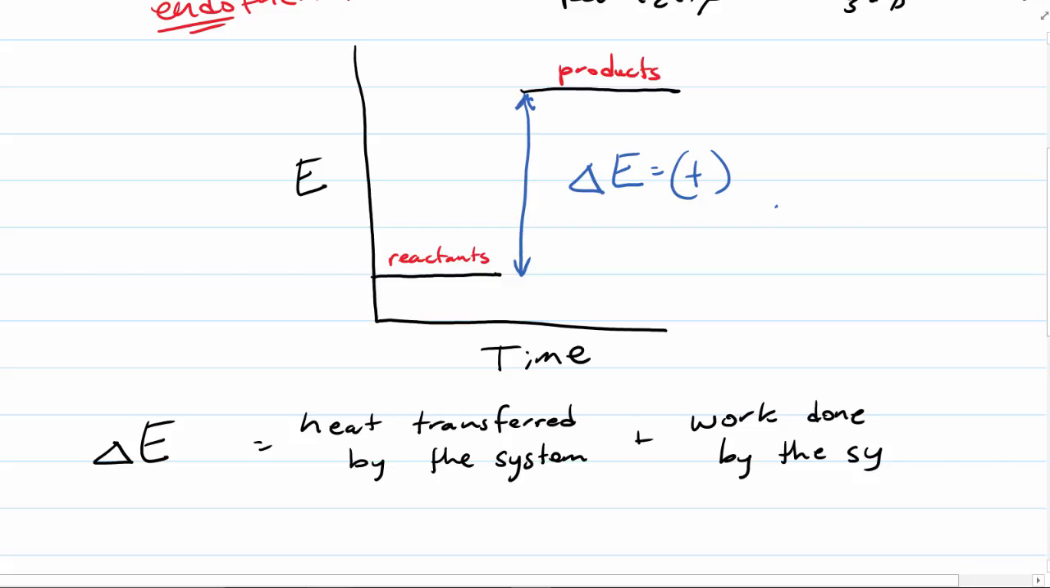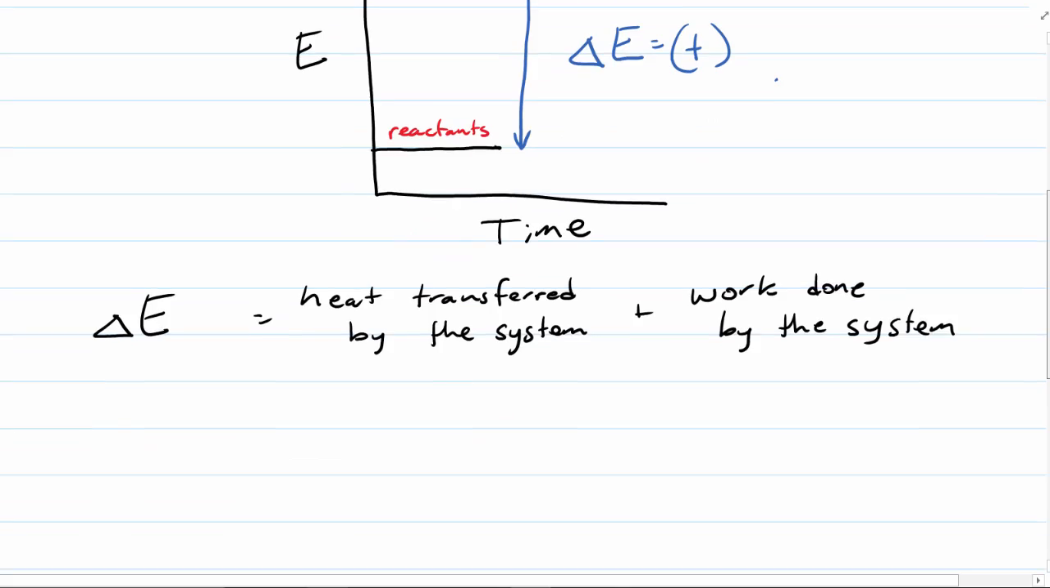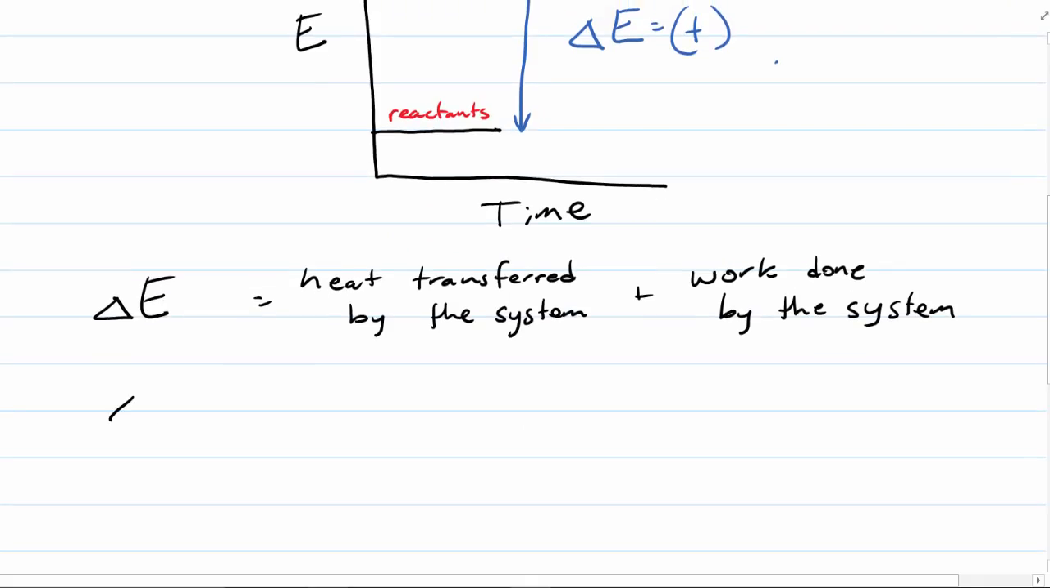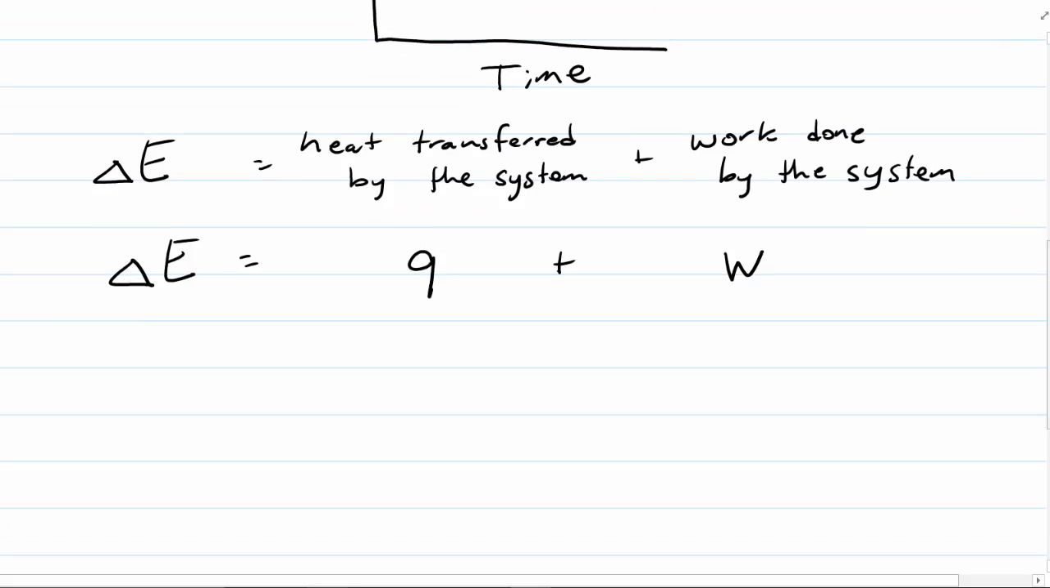And this all goes back to the original definition of what internal energy is. Internal energy, we said, is the sum of the kinetic energies and potential energies that are involved. And so we want to look at it like this. First of all, in terms of symbols, the symbol for heat is Q, and the symbol for work is W.